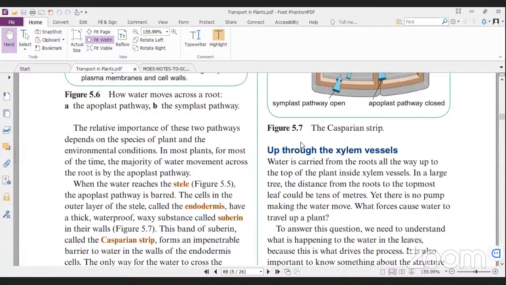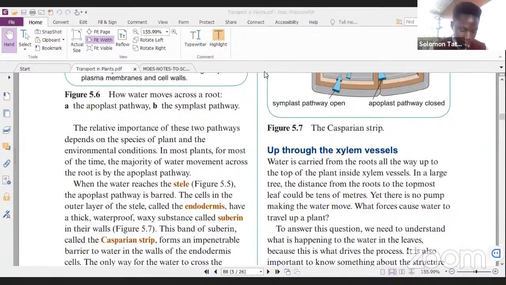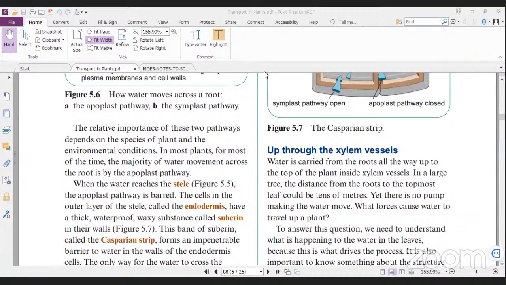Maria, you have a question also? Yeah, sir, I have a question. Yes, please. I'm seeing some say the apoplast pathway is the most appropriate one for the plants. Why is it so? The apoplast is the most what? Appropriate pathway for the plants.